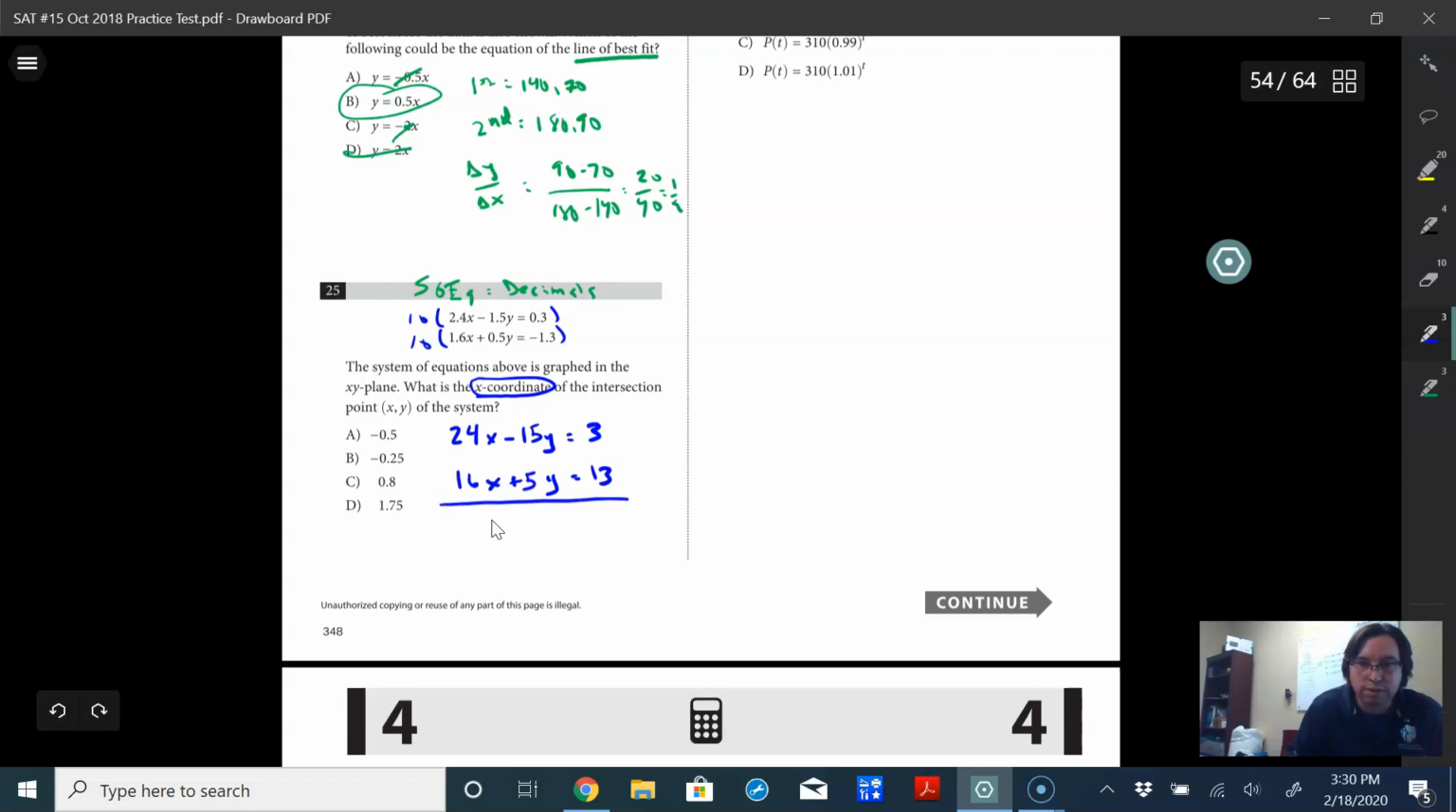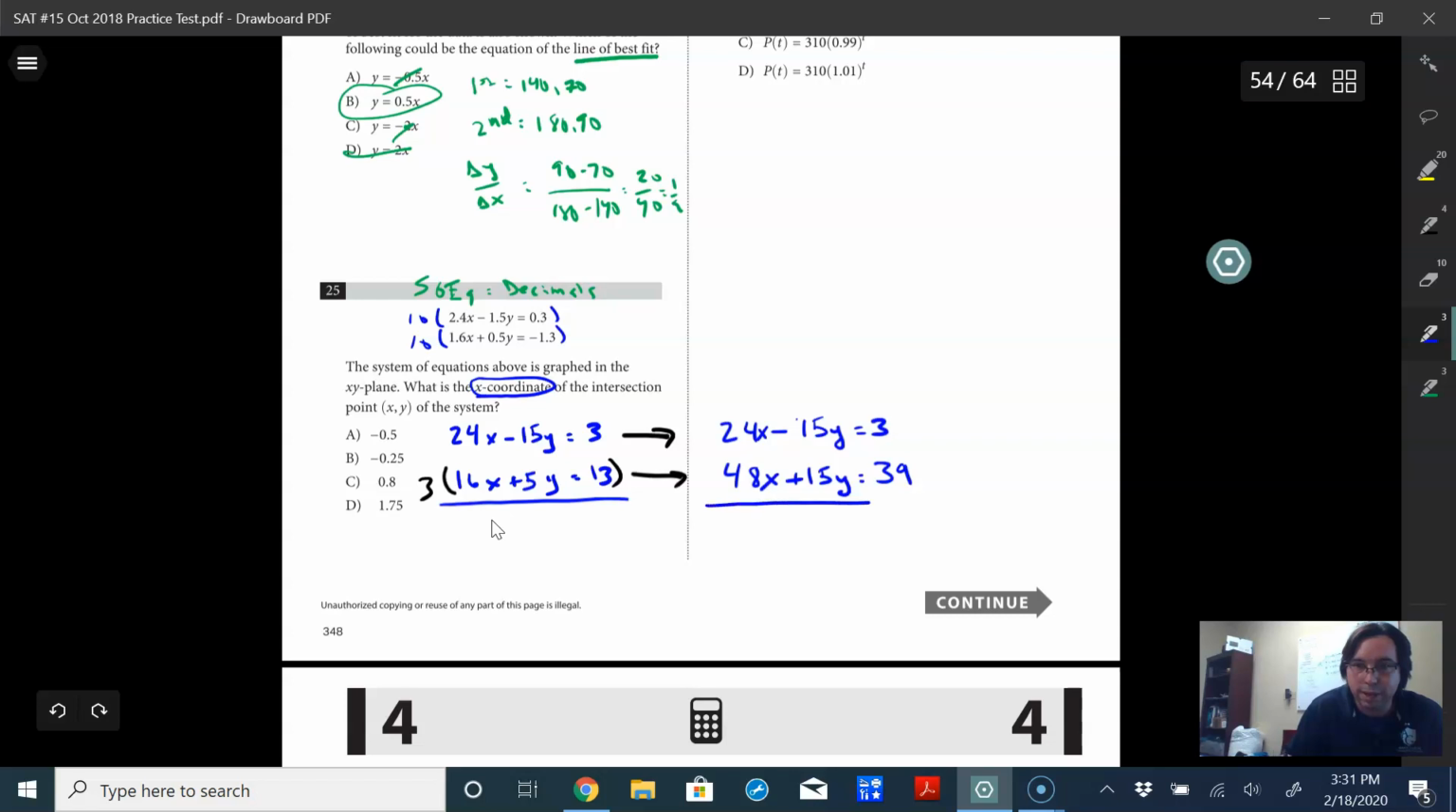Okay. Now, from here, it looks to be a little bit daunting, but really it's not. We'll just multiply all this by 3, and let's carry everything over to help us in solving for it. So let's write again. On top, we're going to have 24x minus 15y equals 3, because I can see I can eliminate the y's and solve for my x's really easily here. 3 times 16 is 48x, so it's going to be 48x plus 15y, and that's going to be 39.